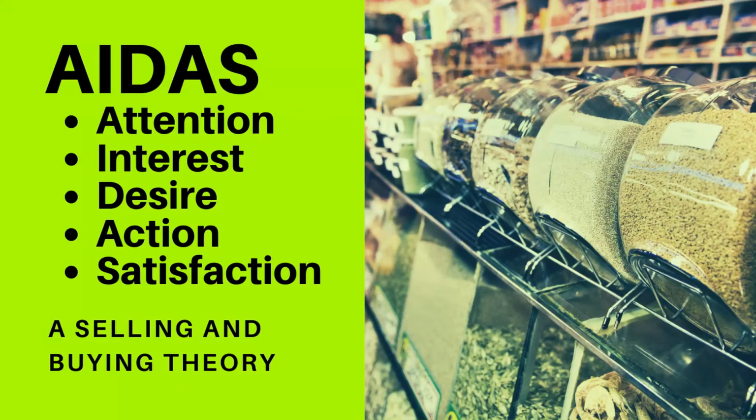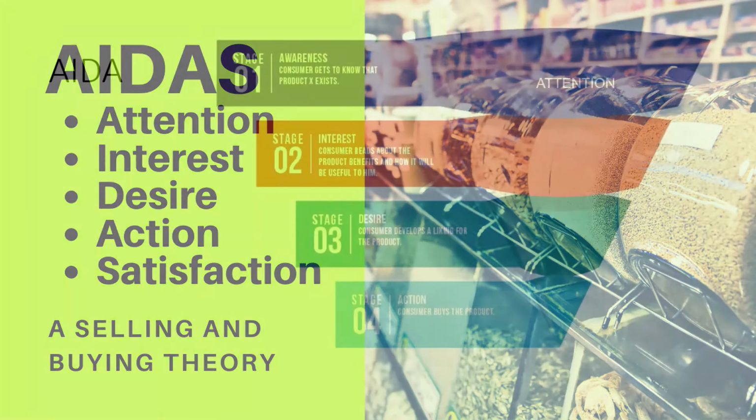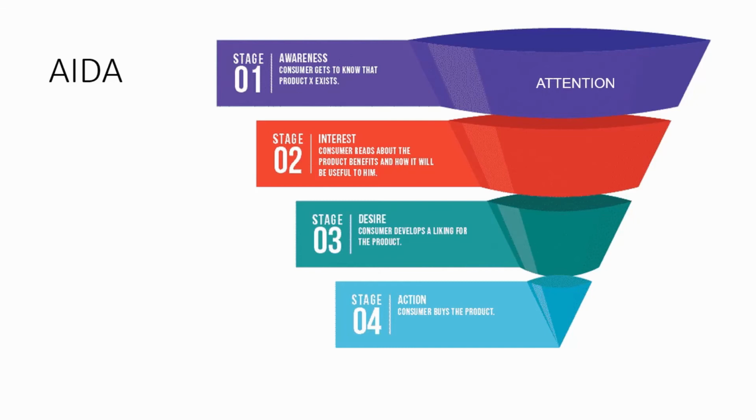So here's a diagram that will help us understand AIDA better. The first A is stage 1, meaning attention, or in some texts it's awareness. The consumer gets to know that a certain product exists in this stage.